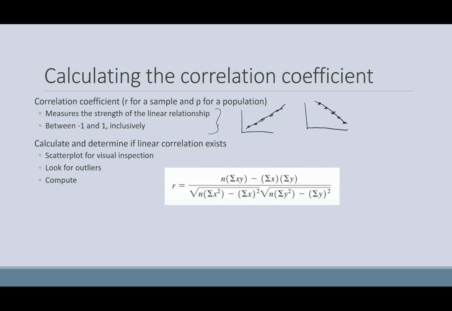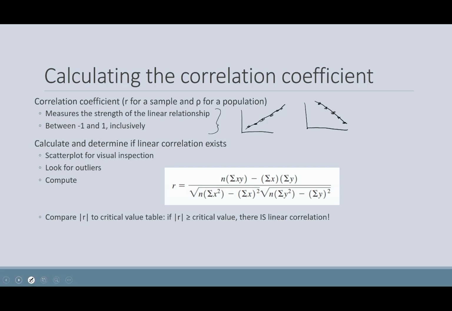But once we get this calculation done and we have the value of our R, so we have the value of our correlation, what we would do is compare the absolute value of R to the critical value from a standardized table. And then if our absolute value of R is greater than or equal to that critical value, then there is enough evidence to say that we do have a linear correlation.